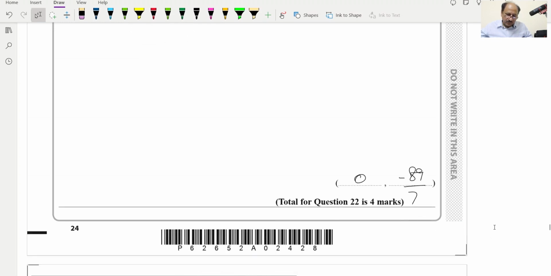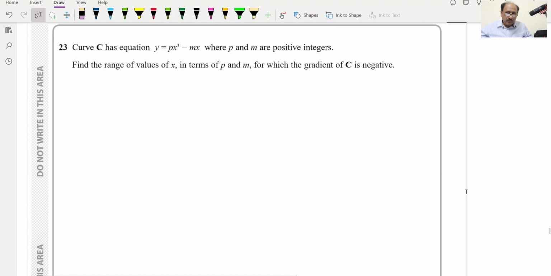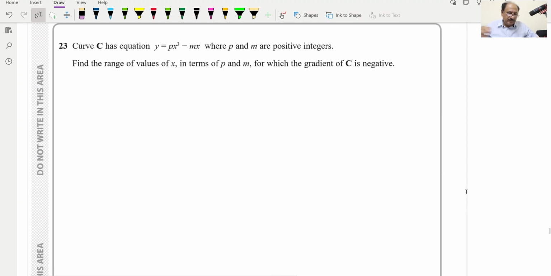This is a 4 mark question which we are done with. Now question number 23. Curve C has this equation, where p and m are positive integers. Find the range of values of x in terms of p and m for which the gradient of C is negative. Gradient of C is negative.